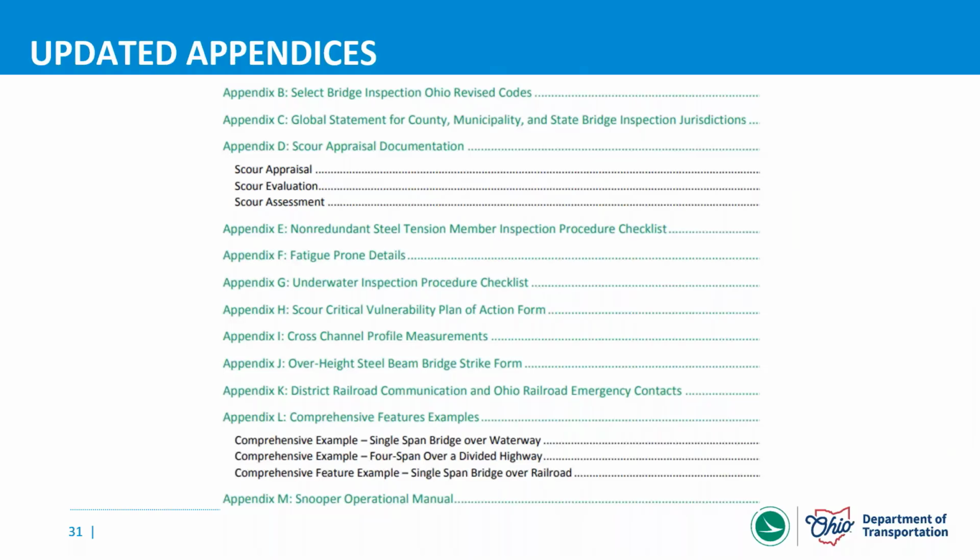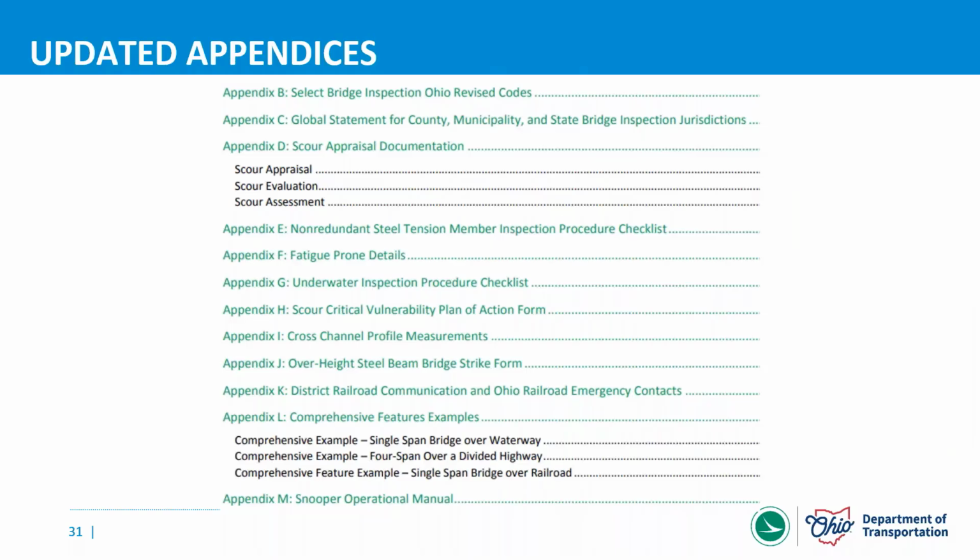Cross-channel measurements for cross-channel profiles are still there for your guidance. Overheight steel bridge strike form: this is a good form to take out and fill out if you have an overhead bridge impact. Appendix K is completely new. That's basically how to work with the railroads when you need to contact someone, etc. And then Appendix L, we've got some comprehensive SNBI coding examples.